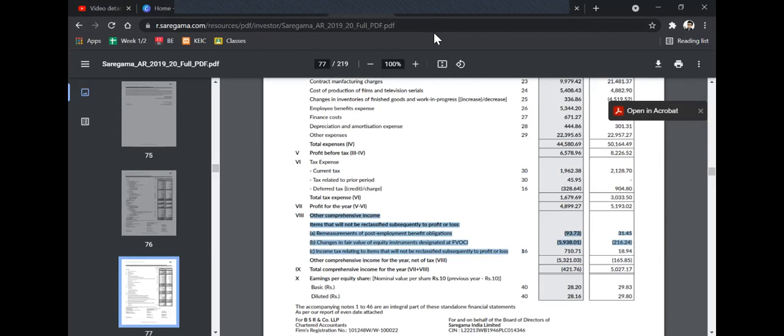I'm not going into this part. That is the presentation as per your Ind AS, so that's why it's a little bit different. But whatever we study in this lecture is regarding the presentation as per Division 1. This is Division 2, so that's why it's a little bit different. But because Saregama is a listed company, that's why there was a difference.